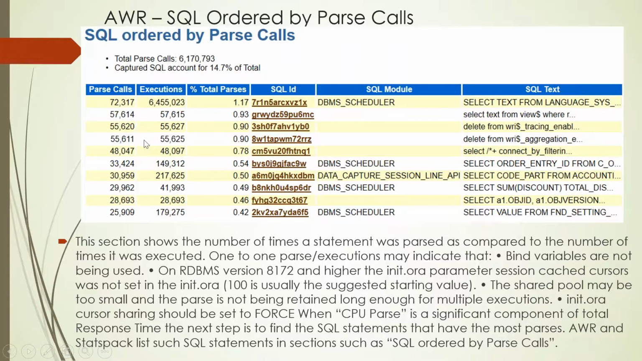On RDBMS version 8.1.7.2 and higher, the init.ora parameter session_cached_cursors was not set in the init.ora. So 100 is usually the suggested starting value. The shared pool may be too small and the parse is not being retained long enough for multiple executions. So these are some kinds of parsing issues we can interpret from this section. SQL ordered by parse calls. What I want to show you here is that 57,614 parse calls were there and executions were 57,614 or 15. That means one was the hard parse and the remaining parses were used for the executions, right?